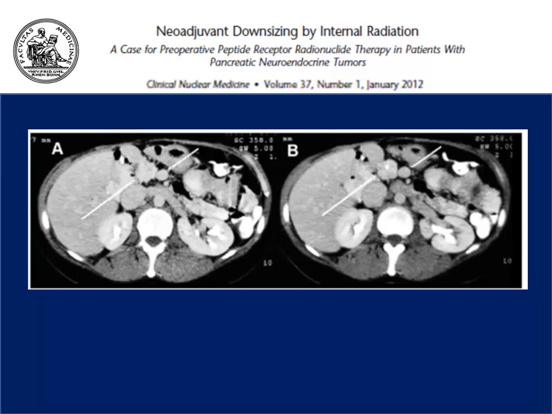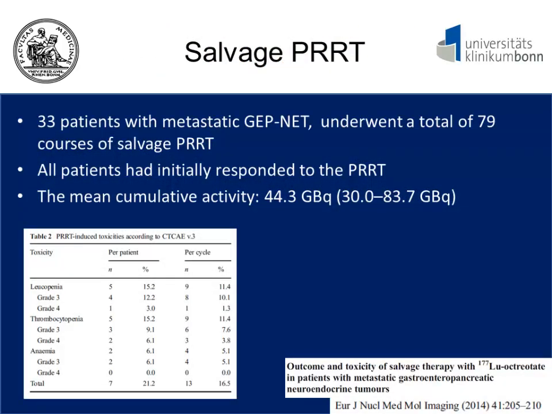It was 2011. Last week, the doctor of this patient called me and told me that the patient showed a progression again. It means actually 3 years progression-free survival after operation. Could we use radiopeptide therapy as a salvage PRRT? It means patients who had received 4-cycle PRRT and progressed again. Could we use PRRT? We treated 33 patients with metastatic gastropancreatic neuroendocrine tumors, who underwent a total of 79 courses.